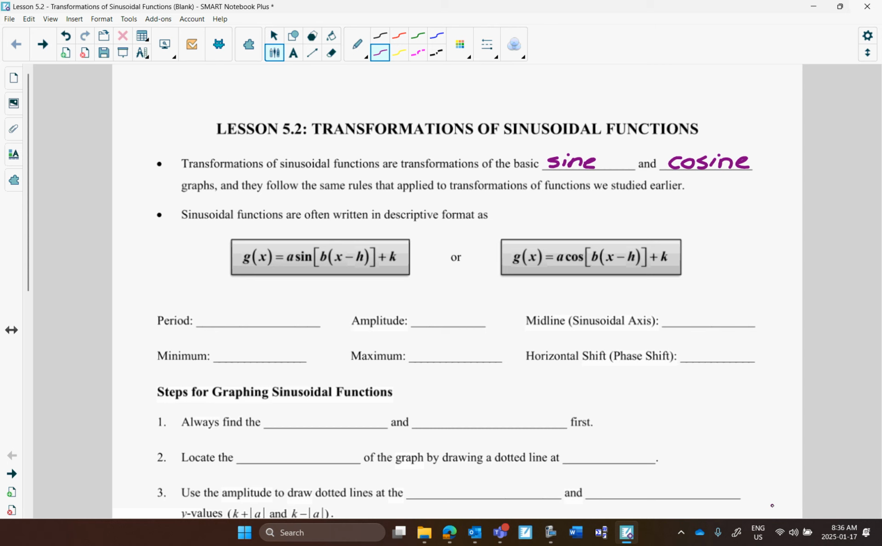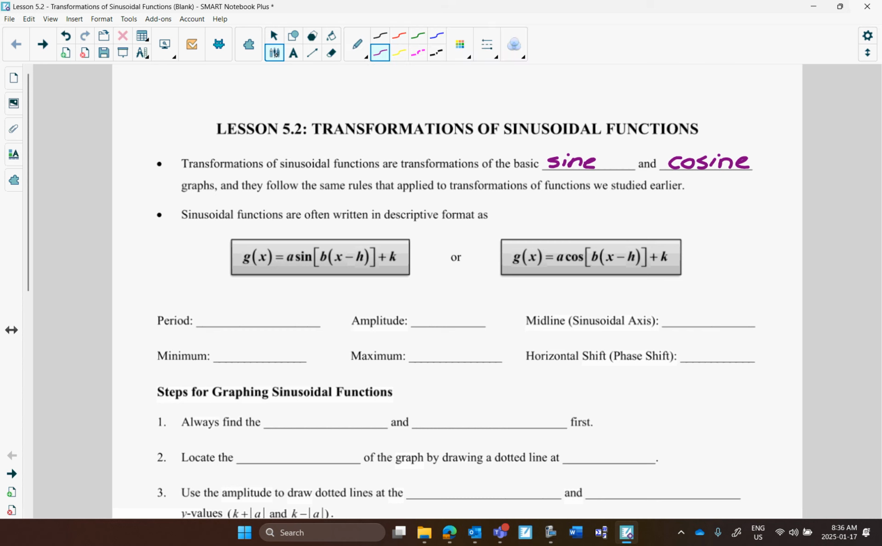But basically, transformations of sine and cosine follow the same equation as we've been doing since the beginning of the year, where we use the letters A, B, H, and K to represent the different transformations. But instead of F or G, we put sine or cos. So here's what all these things represent when we go through an equation, we're asked to graph one of these.